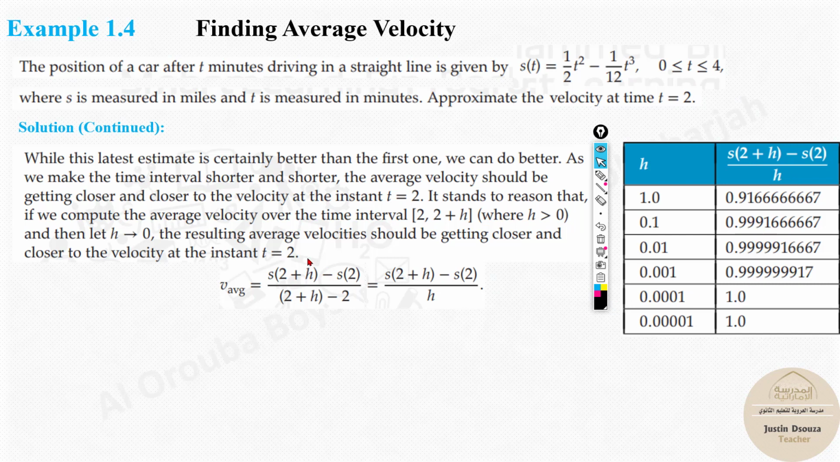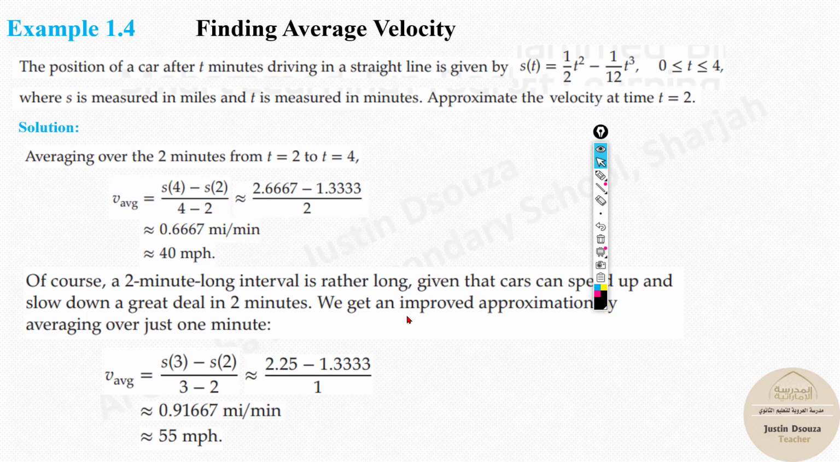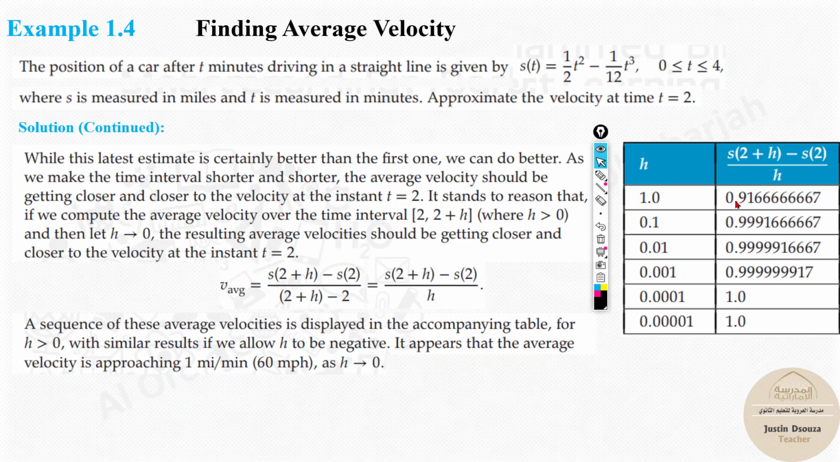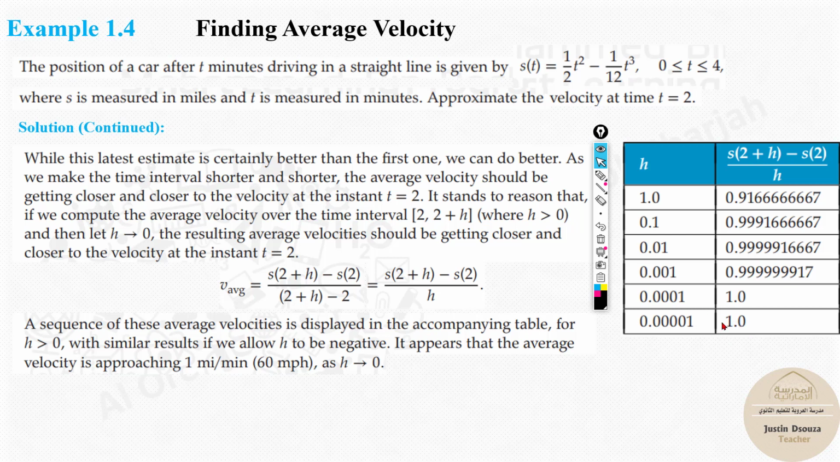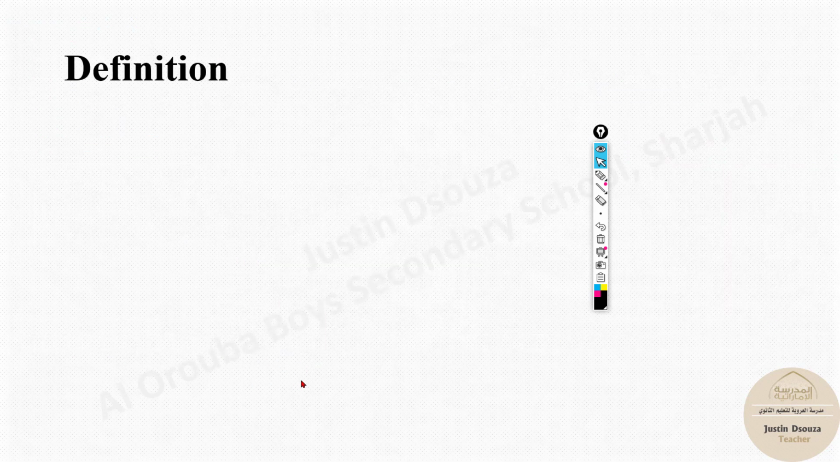See over here, whatever we did just now, we do the same thing, but it's just with 2 and 2.00001. That's it. These are the two, t1, t2. Now s of t1 would be the same, 4 by 3, but for s of t2 you have to put this value instead of t and solve, and then use the slope formula. This is the answer. You got 1. That means 1 into 60 is 60 miles per hour.